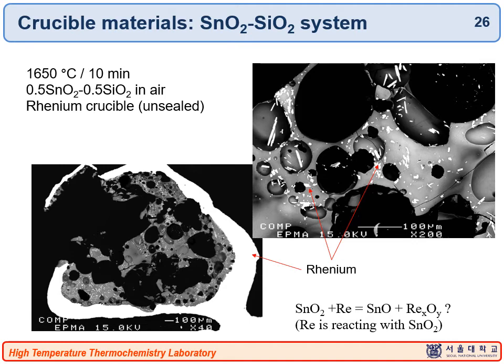After even a 10-minute experiment, we found that rhenium is reacting with tin oxide, and we assume that this kind of chemical reaction happens. Because of this chemical reaction, rhenium can be seen inside the sample. We also believe that the oxide sample is contaminated by rhenium oxide. And this kind of contamination misleads your phase diagram analysis.